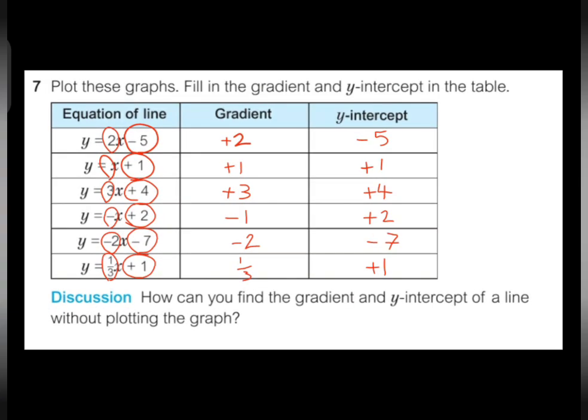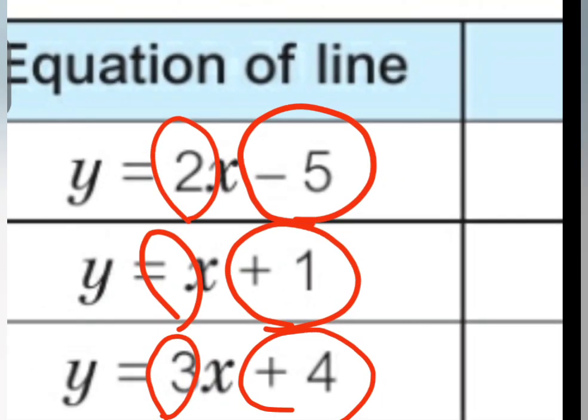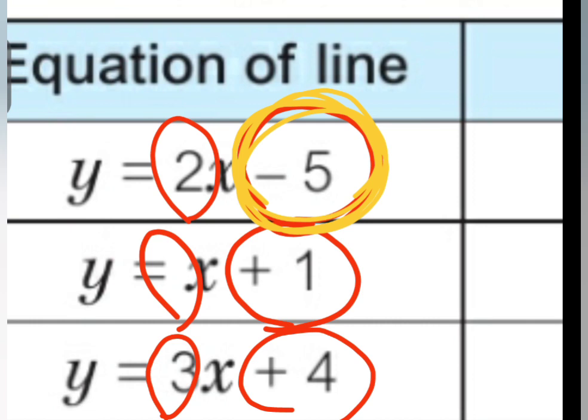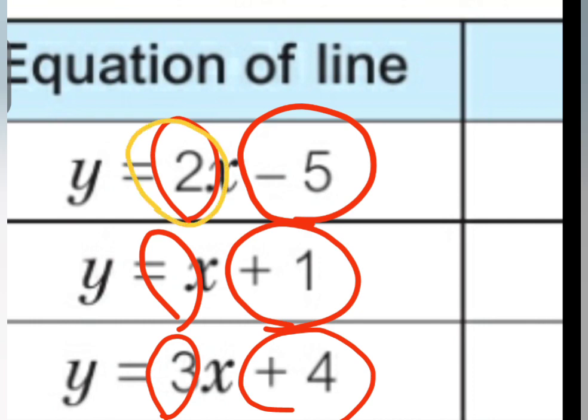And this is how to find the gradient and the y-intercept in an equation. Now, the discussion here says, how can you find the gradient and y-intercept of a line without plotting the graph? As we said, it's very easy. The y-intercept is the number alone, the number which is not multiplied by the x. It's a constant. Yes, the constant in the equation is the y-intercept. And then we said that the gradient is the coefficient of x. So it's the number multiplied by the x. And this is how you answer a question like this.